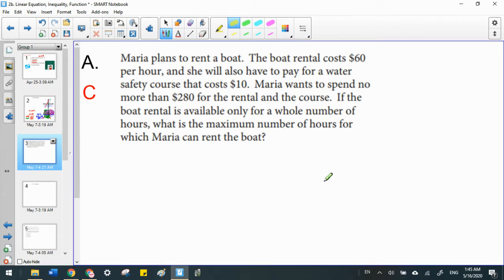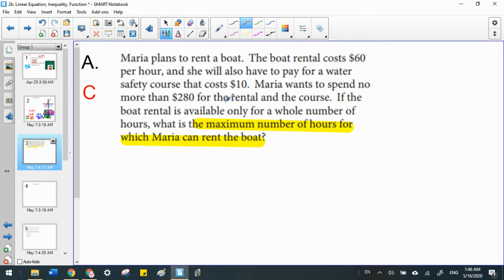Once again, on the SAT, you're dealing with 58 math problems plus multiple English sections. So whenever it is possible for you to read less, you want to read less. So for a problem like this, you want to make sure that you're reading the question before you read the rest of the problem. That way it helps you get a bearing for what information is important and what information isn't. So the question is, what is the maximum number of hours for which Maria can rent the boat? So this is one of those linear equations where I need to describe cost.